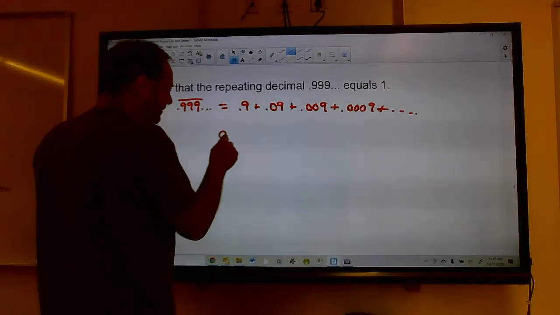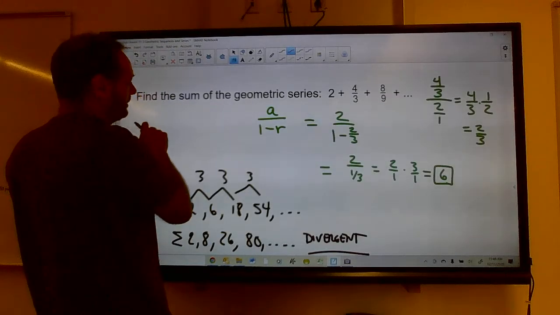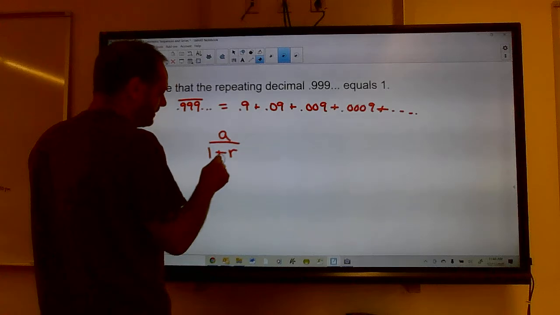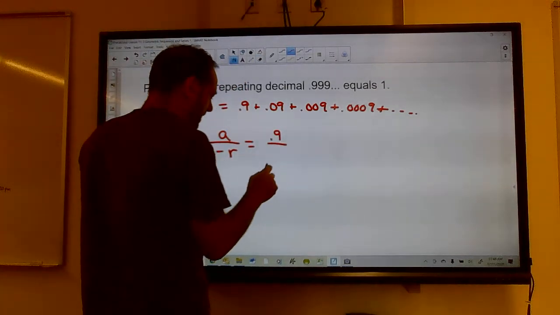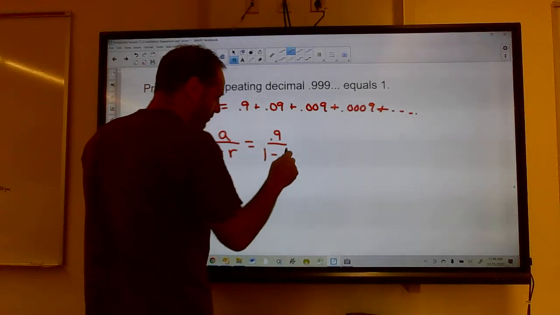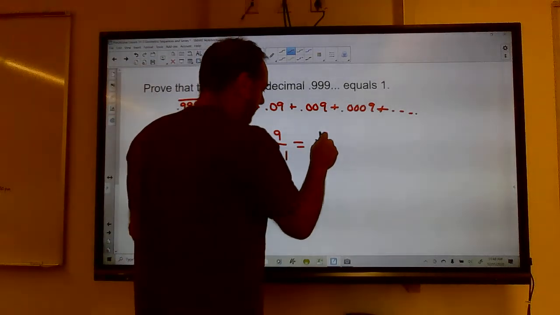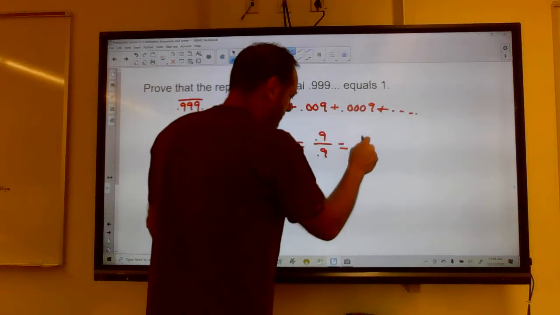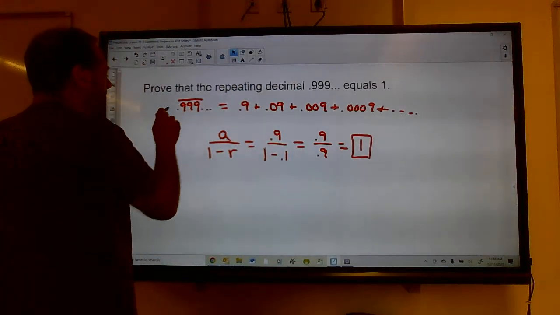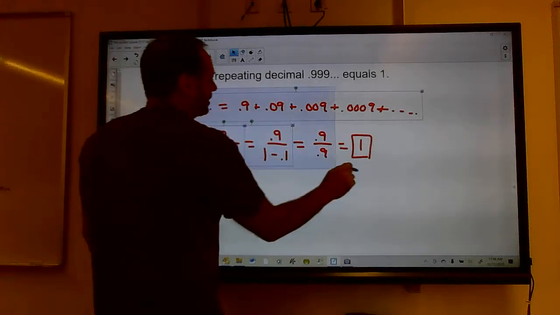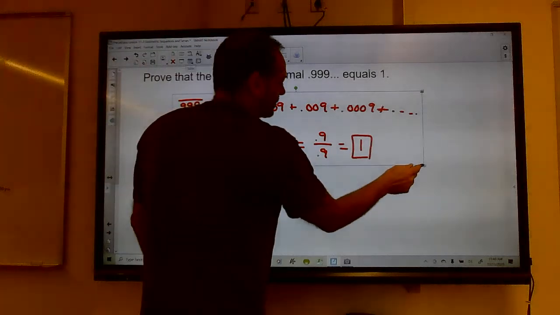So if we use the formula a over 1 minus r, temporary brain cramp there, then my first term would be 0.9, and my ratio would be 0.1. That's 1/10. And so this ends up being 0.9 over 0.9, which is 1. So we proved it. Now you might think that that's some kind of weird math magic, but it's not. You can actually prove it another way.